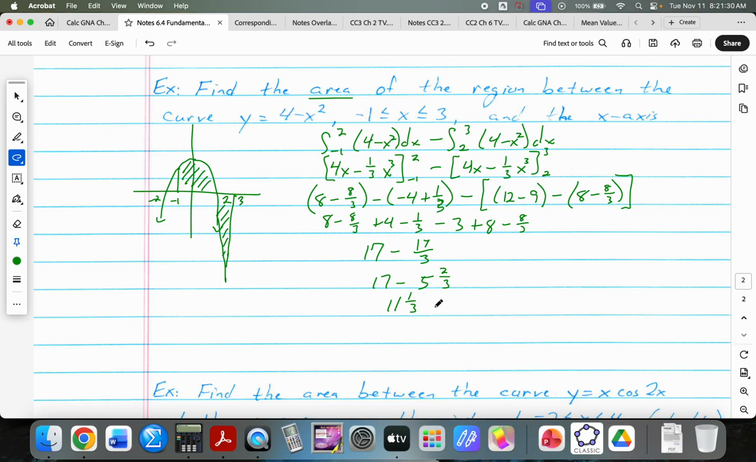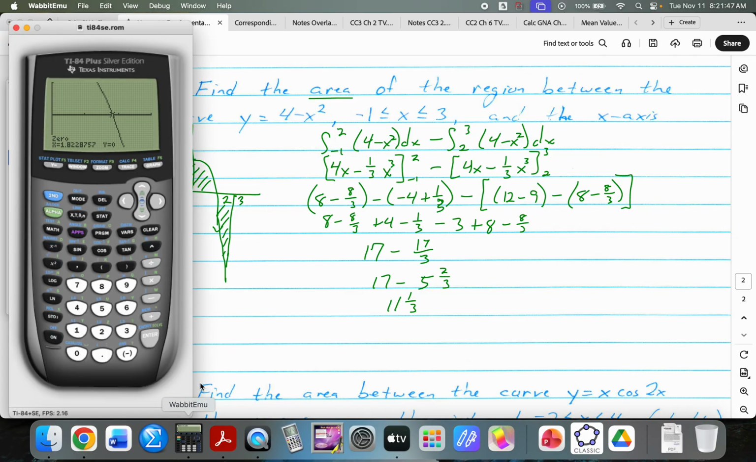One of the nice things about this, at least when you're doing this for homework, in addition to being able to check it in the back of the book if it's an odd problem, is that you can actually check this on your calculator. This is always dangerous because maybe I screwed it up, but let me clear all this away.